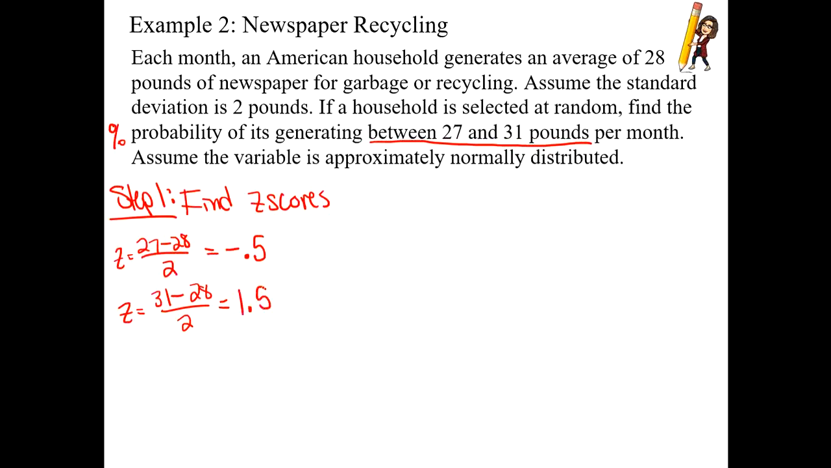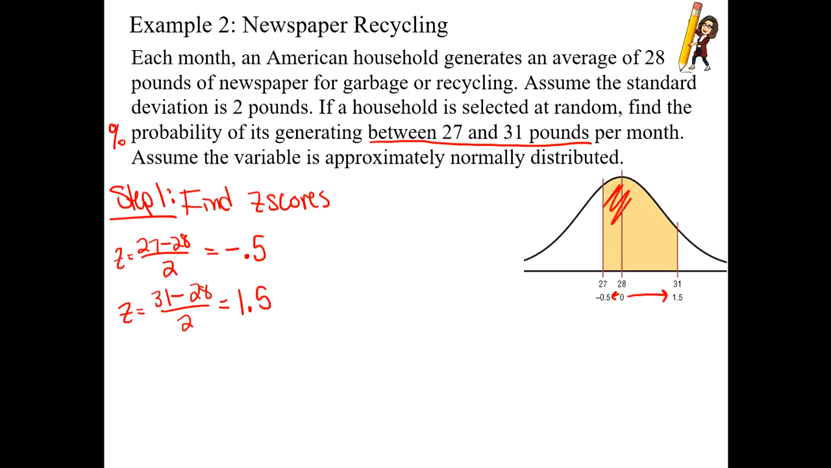There we go. So the graph that we want to draw: we have an average of 28. If we draw our bell curve, we have an average of 28, and we had values of 27 and 31. The number of standard deviations away from the mean for 31 was 1.5, and for 27 it was 0.5 to the left. That's why we say negative, right? So we want to find the percent or probability of this shaded region.